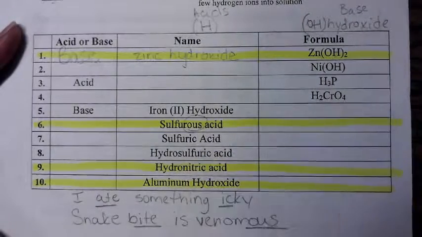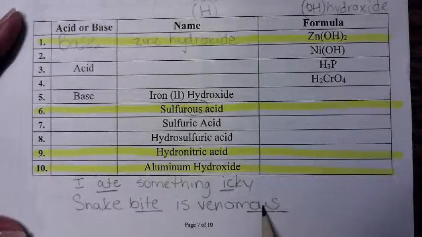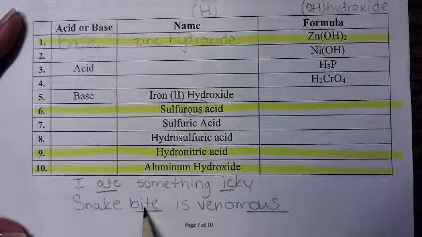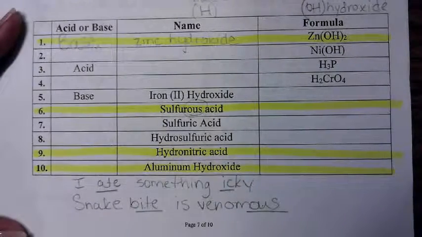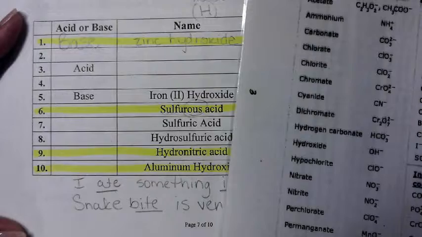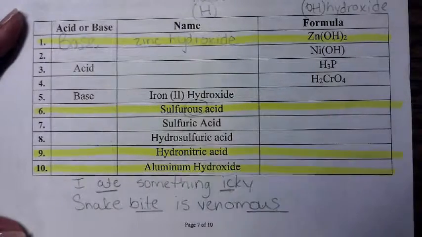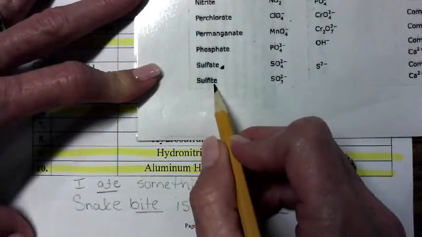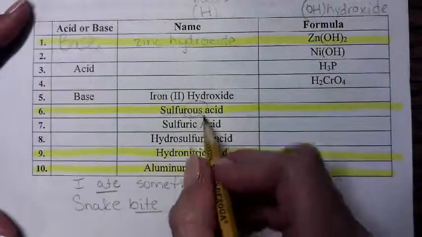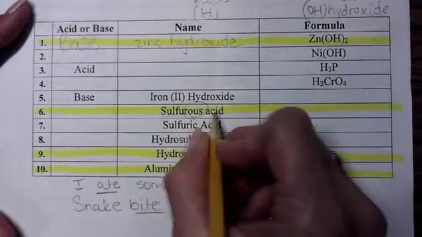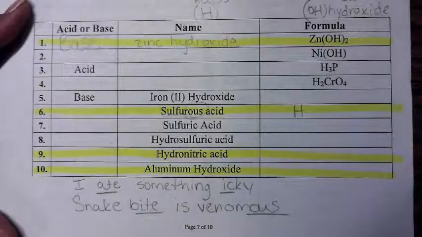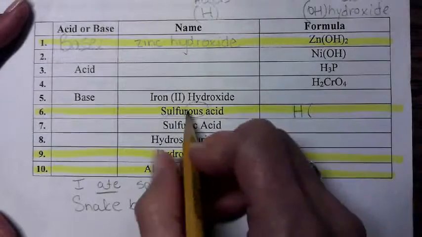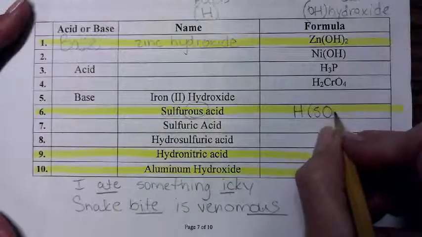Well, in this case, we already have the OUS, so the polyatomic ion must have come from something that ended in ITE. Well, this gives us a clue. Sorry about that bell. So if it ended in ITE and the beginning is sulfur, let's see what that could be. Sulfite ends in ITE. So the polyatomic ion for sulfurous acid is sulfite. Since it's an acid, we give it a hydrogen. Then we write the formula for sulfite, which is SO3.